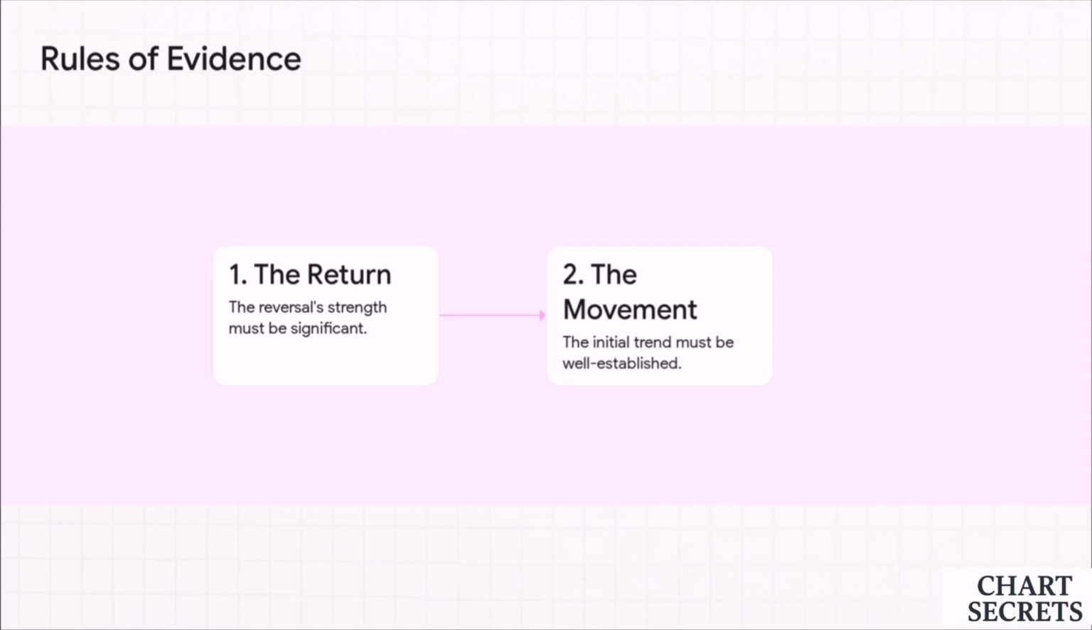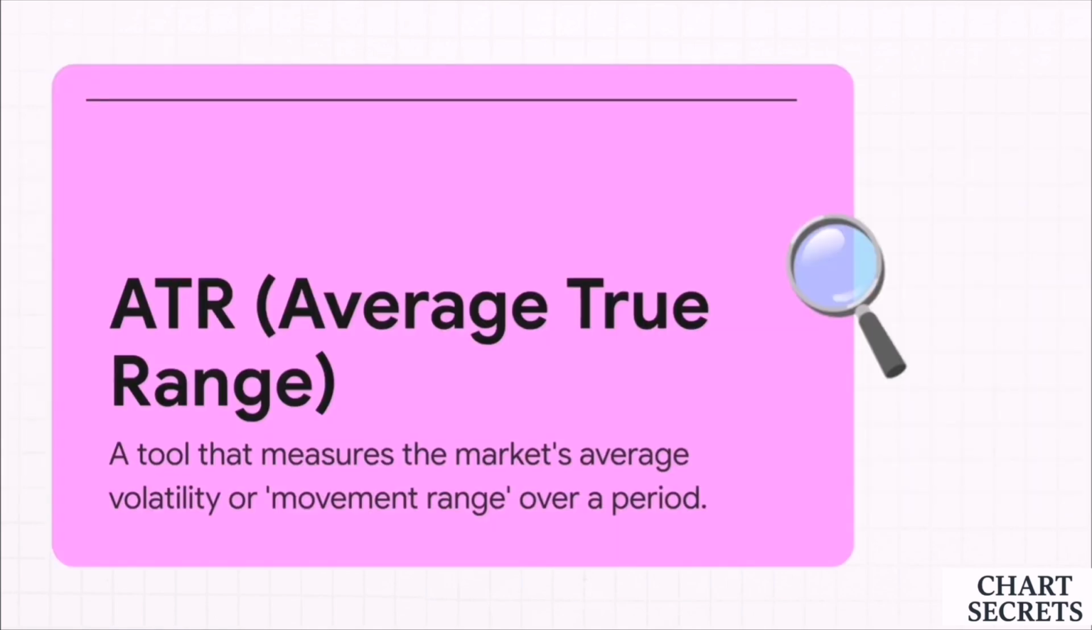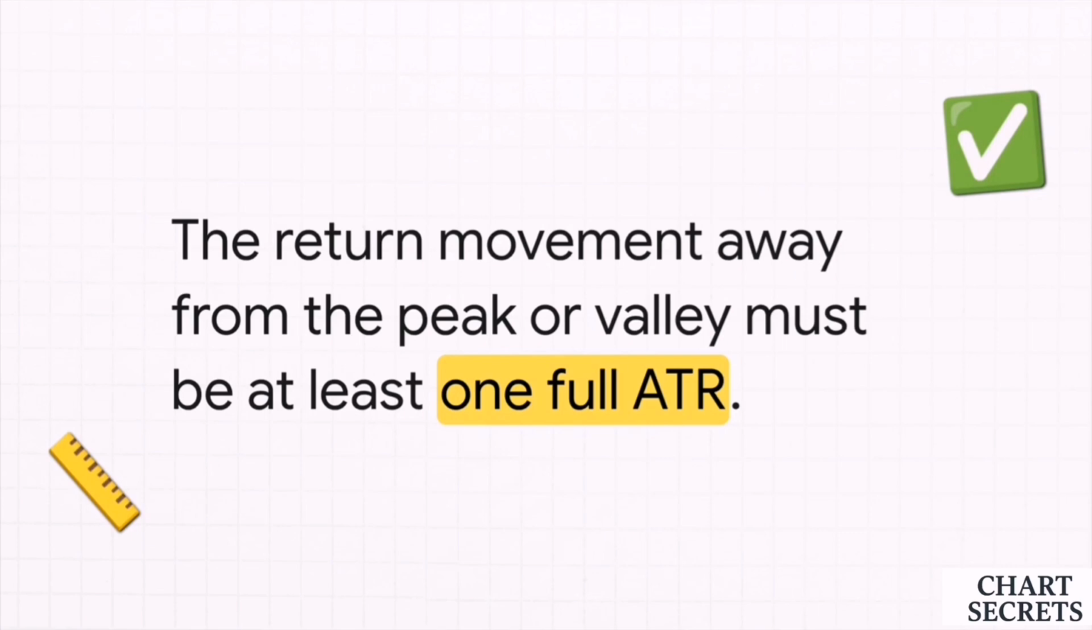First up, the return. Now, to understand this first rule, we need a special little tool from our detective kit called the ATR, or average true range. All this really is a ruler. It tells us what a normal or significant price move looks like for that specific market at that specific time. Okay, so this brings us to rule number one. For a peak or valley to count as a true pivot, the price has to reverse with some force. It has to move away by at least one full ATR. Anything less than that, it's probably just noise.